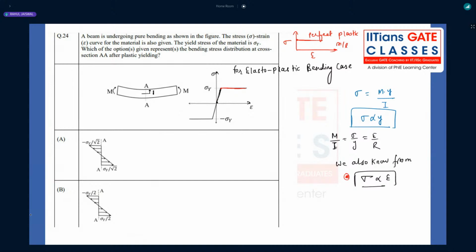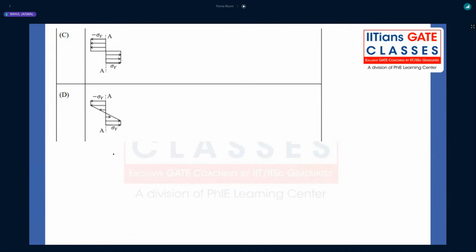So which option will be correct? A will not be correct because, if sigma y is applied, the extreme fiber will definitely be subjected to maximum stress. This is not the maximum bending stress, so that is incorrect. This is also incorrect, sigma y by 2. Moving on to the next option, what are you understanding?